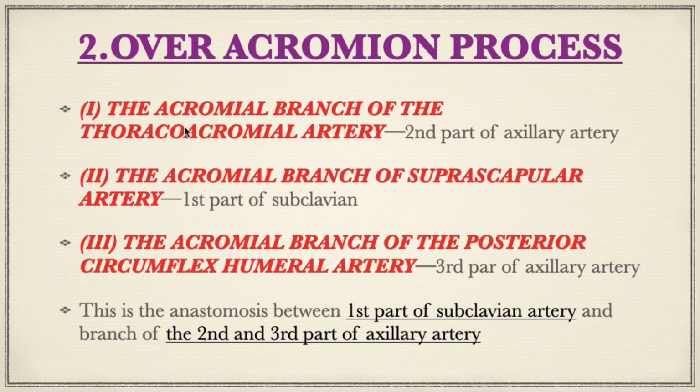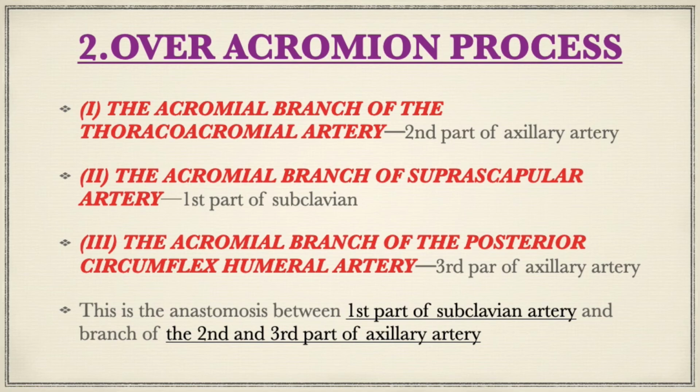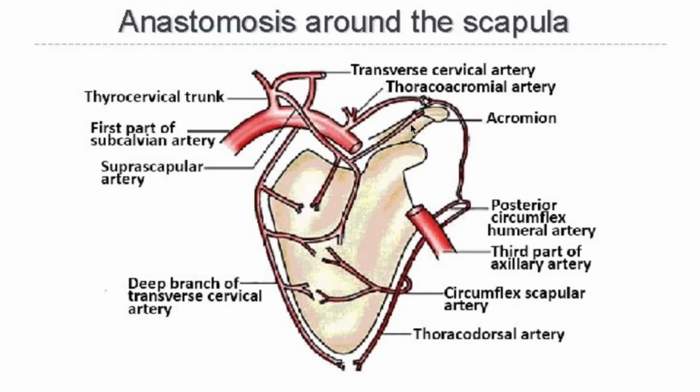So first one is the acromial branch of the thoracoacromial artery. So here this is the acromion process. This is the thoracoacromial artery which arises from the second part of the axillary artery, and this is the acromial branch of the thoracoacromial artery. The second one is that from the posterior circumflex humeral artery we will get another branch. So this is the acromial branch of the posterior circumflex humeral artery.